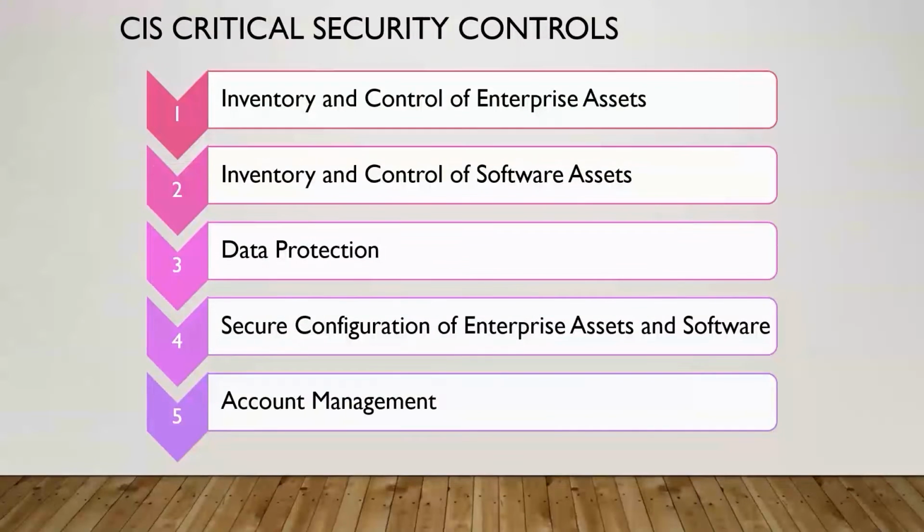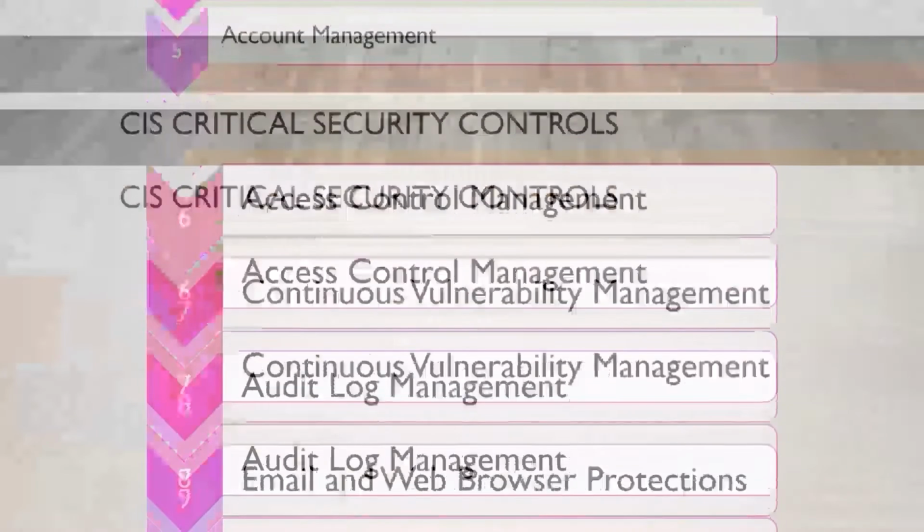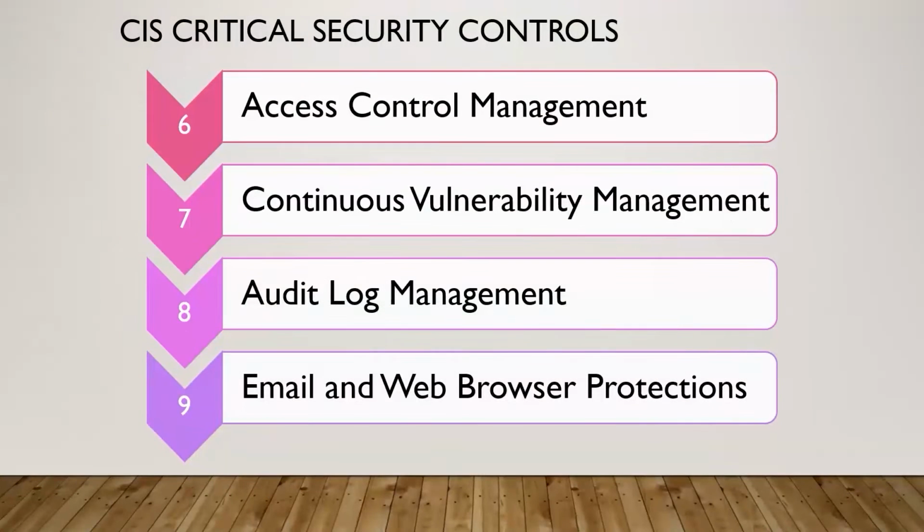And so the front 9, as I like to call them, or the first half of the controls we're going to cover, are 1 through 9. And that's just going to be inventory and control of enterprise assets, software assets, data protection, the secure configuration of your assets, so assets and the software, account management, access control management, so things like the principle of least privilege. We'll touch on that a little bit. Continuous vulnerability management, so your vulnerability stuff, auditing, as well as email and web browser protection. So without further ado, let's jump right into the first 9 controls.